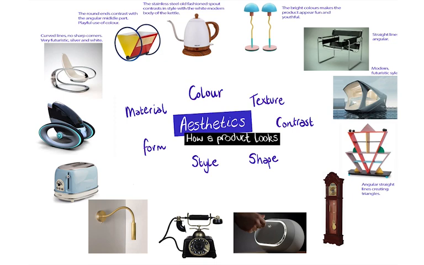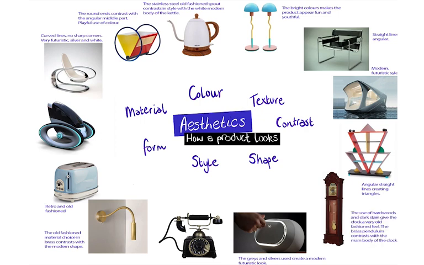In the top right, the chair, we have straight lines, angular. This is us discussing the shapes that have been used. The one below that, we're discussing the modern, futuristic style. So again, whenever you're asked to discuss aesthetics, you're going to be using these terms that are in the middle to try and describe how the product looks.